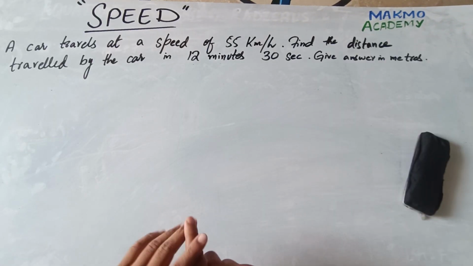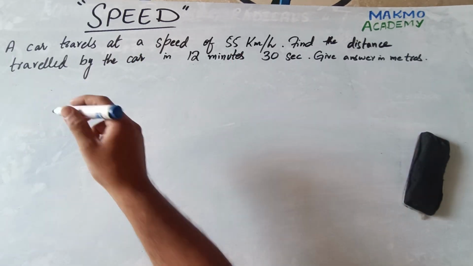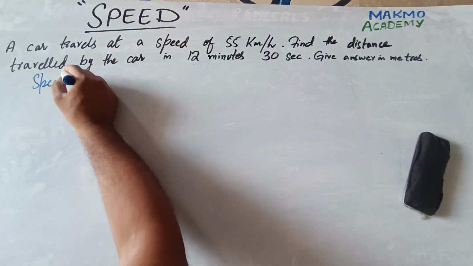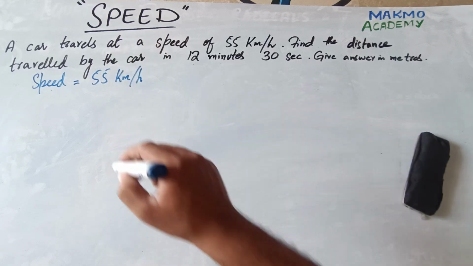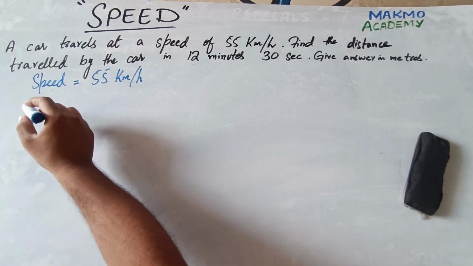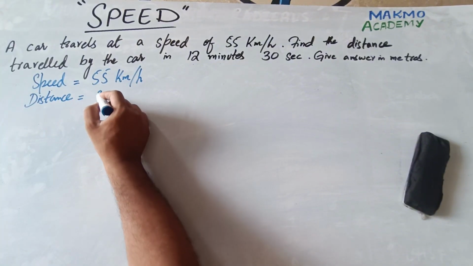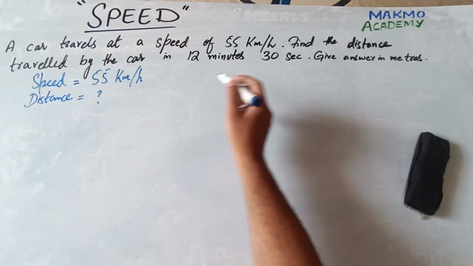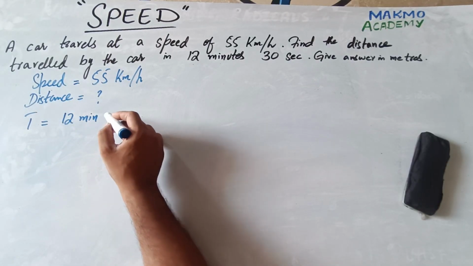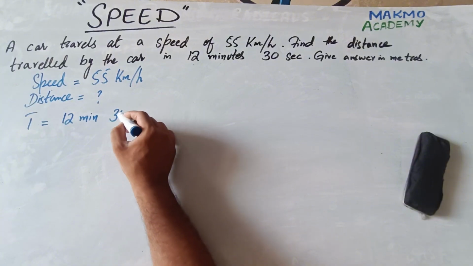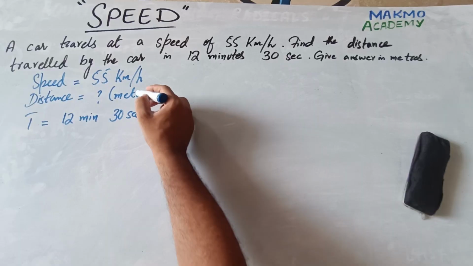Now let's look at this problem. A car travels at a speed of 55 km per hour. So speed is given of the car, 55 km in 1 hour, per hour. Find the distance that the car traveled. Means distance is unknown, and time is given: 12 minutes and 30 seconds. Give your answer in meter. So distance is required in meters.